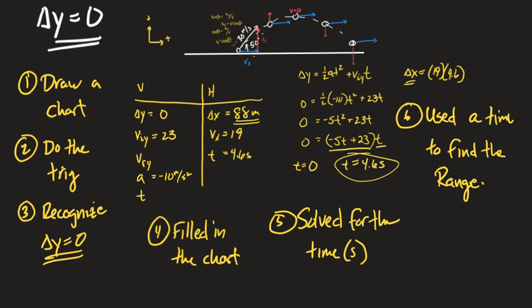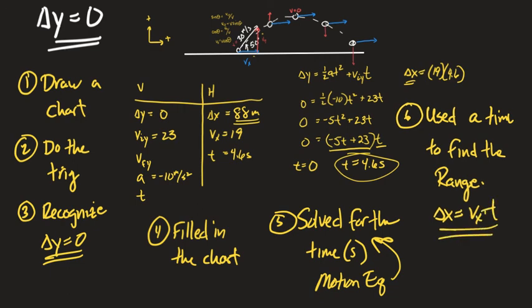We solved for the time. What did we do? We used a motion equation. Right? That's how we solved for the time there. How do we find the range? Well, we did delta x is equal to Vx times t. Do you have that someplace to remind yourself? That's how you figure out what the range is. Now, there's more to this clear.